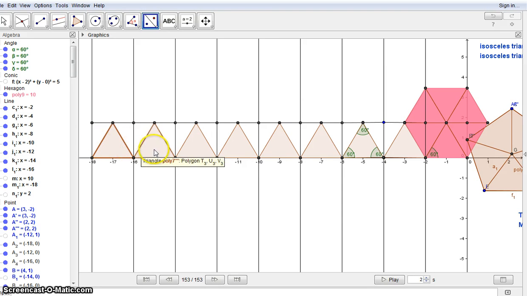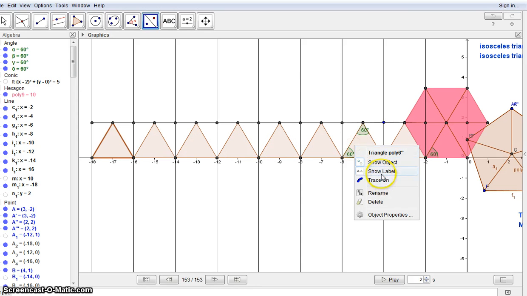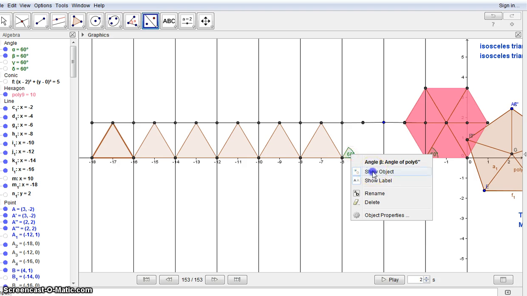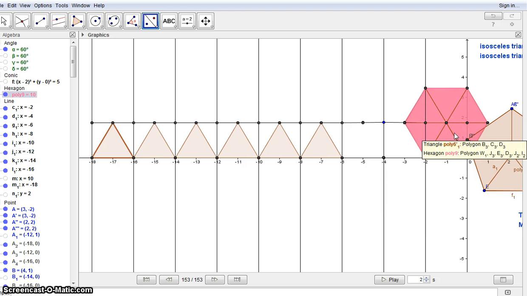And now I'm going to count 1, 2, 3, 4, 5, 6 of them. I don't really need this one. And I don't really need this one. I sure don't need these. But are we convinced that this hexagon, regular hexagon, has the same area as 1, 2, 3, 4, 5, 6 of these polygons?